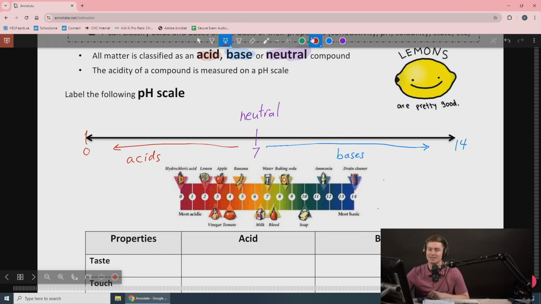Just to show that this scale shows the strength of an acid or a base, closer to the 7, I'm going to say these are weak acids or weakly acidic, and these are more strongly acidic. Same thing can be said for bases. If you are close to 7, you are weakly basic. And if you are further away from 7, then you are strongly basic.